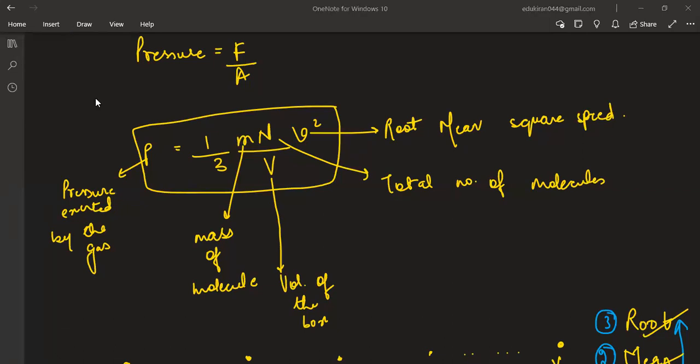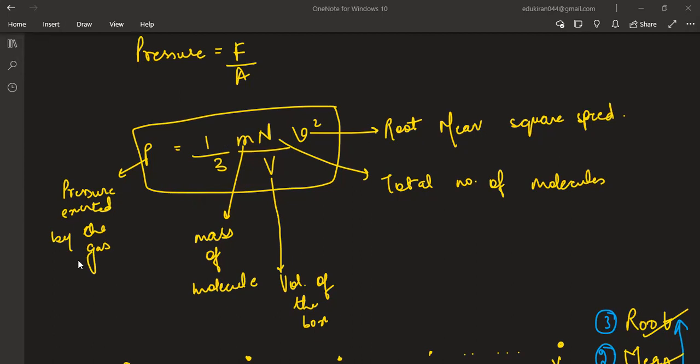Yes, class. So if a question comes, this also gets used a lot. Pressure exerted. So if pressure exerted is asked, then the whole formula becomes P equals 1 by 3 m into N by V into v square. So now the meaning of each term. P is the pressure exerted. 1 by 3 is a constant.